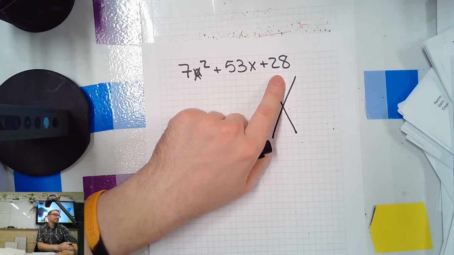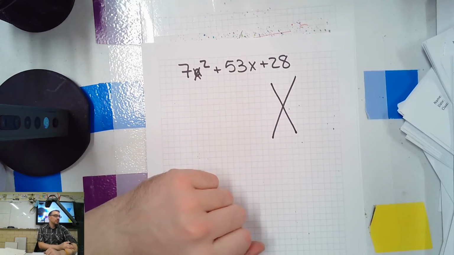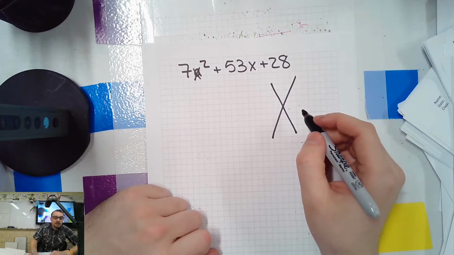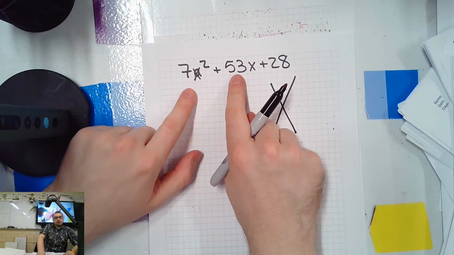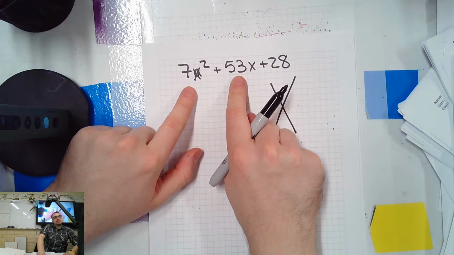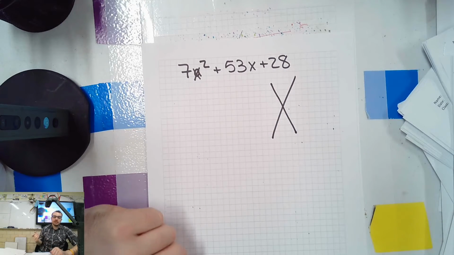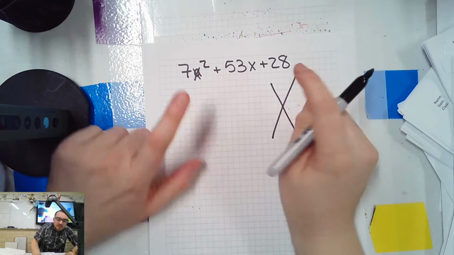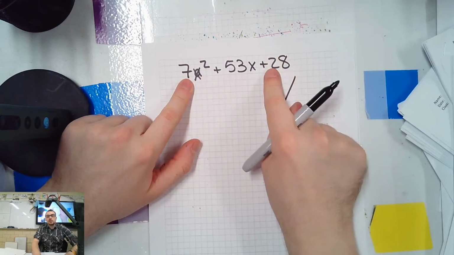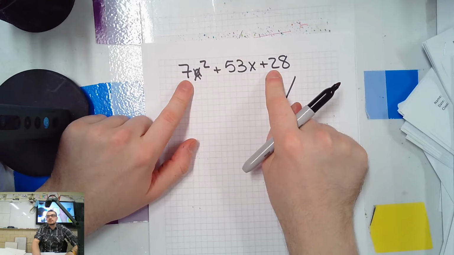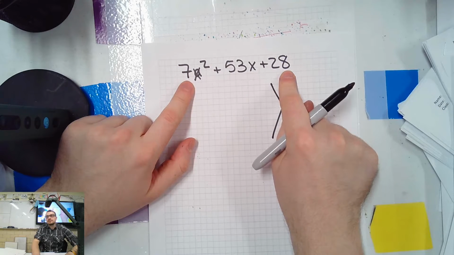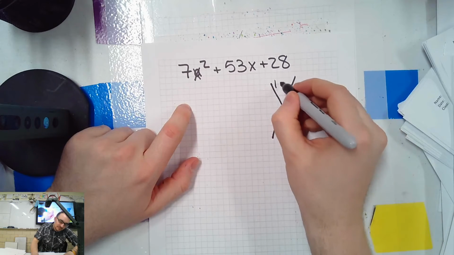Does it go into 28? Yeah, it does, but not 53. 7 goes into 60. So if it went into 53, it would also go into 60, right? Does that make sense? And we know it don't. So 7 times 28. What's 7 times 20? 140. What's 7 times 8? 56. What's 56 plus 140?